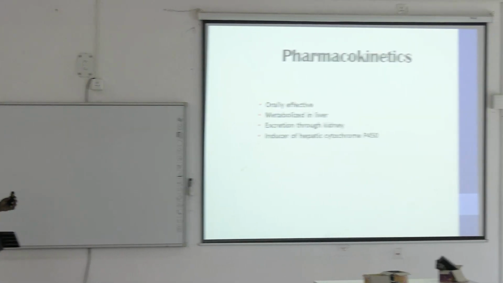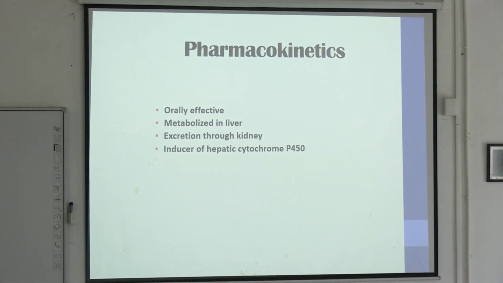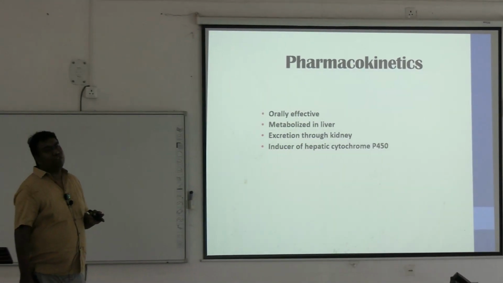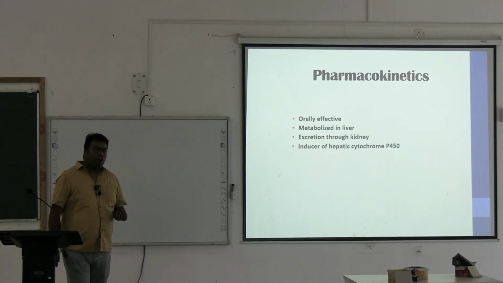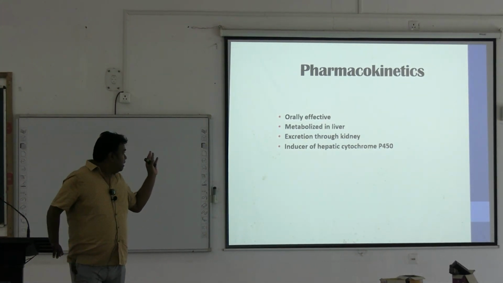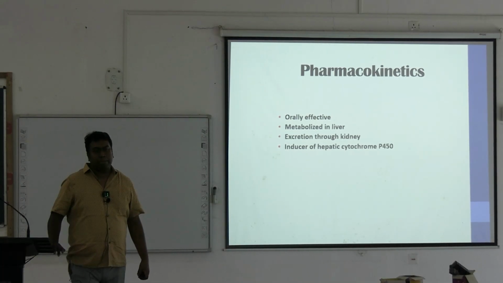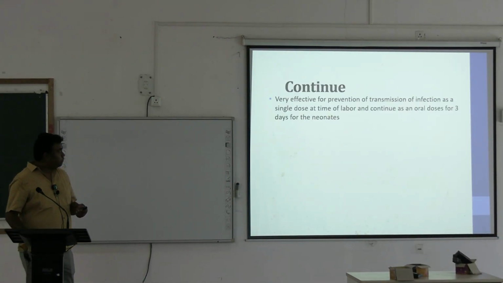Pharmacokinetics: commonly taken orally, metabolized in the liver, excreted through the urine. These are inducers of the cytochrome P450 enzyme of the liver. Now tell me, if these drugs are given with another substance, will there be therapeutic failure or toxicity? There will be failure, because they increase the metabolism of the other drug.